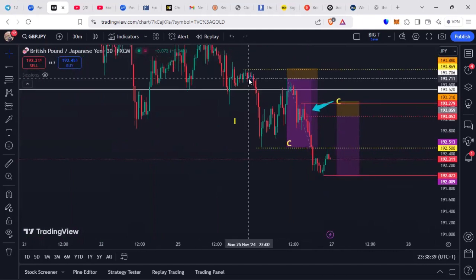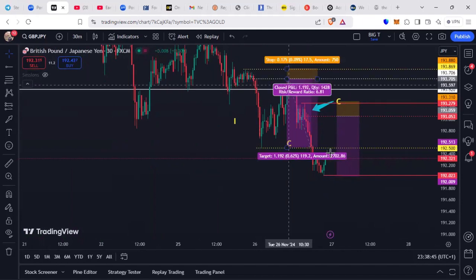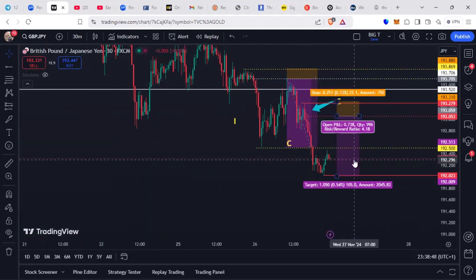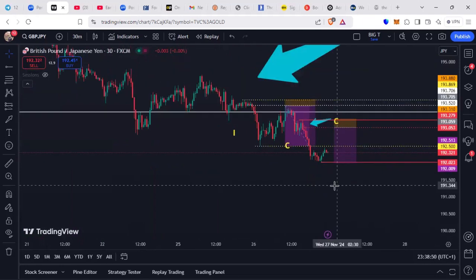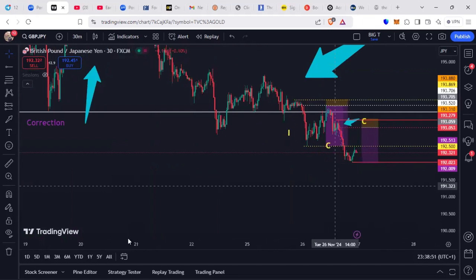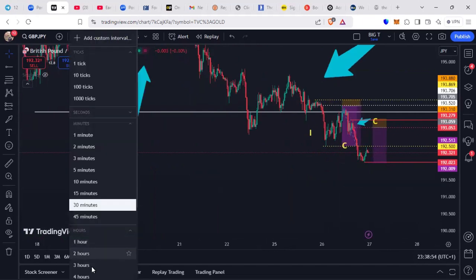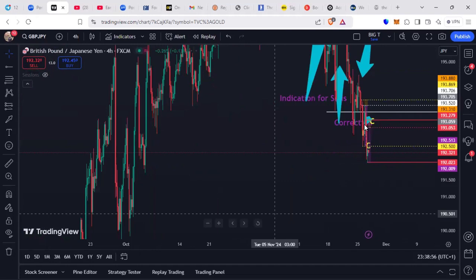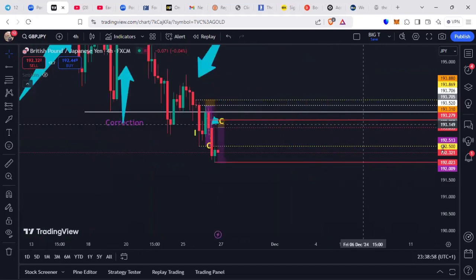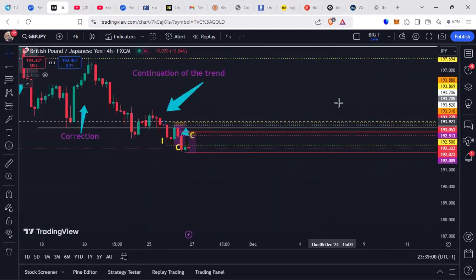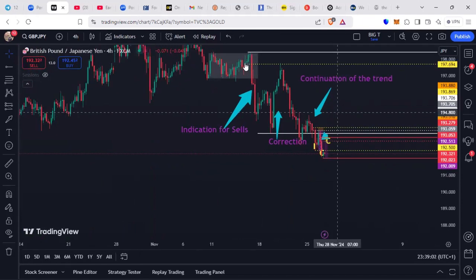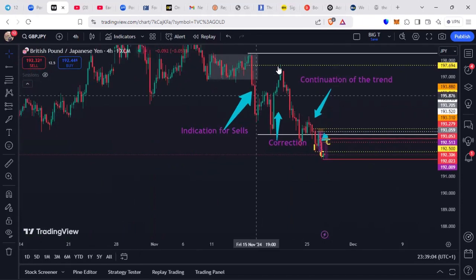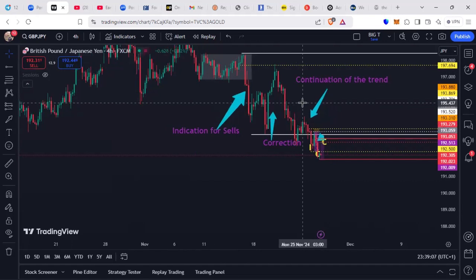First, I looked out for the indication. I got my indication for sales. I waited for the correction and I attacked with the continuation of the trend, and that's most of this. Same thing too on the higher time frame from the previous week. Same thing too around here. We had price consolidating, breakout, retracement, continuation of the trend.